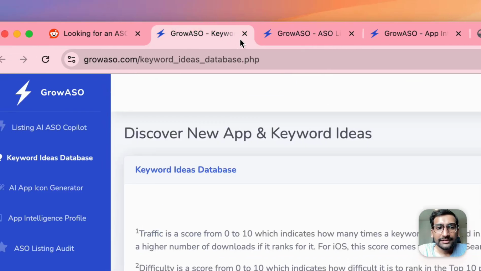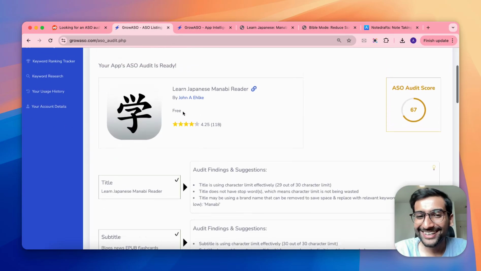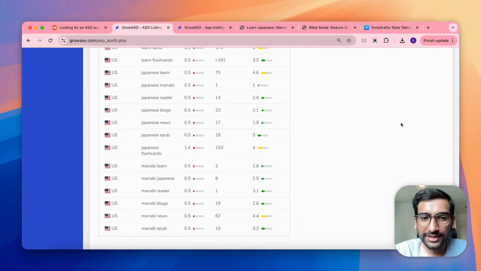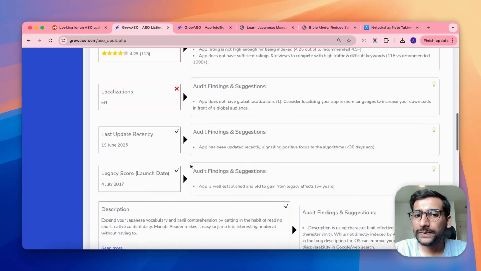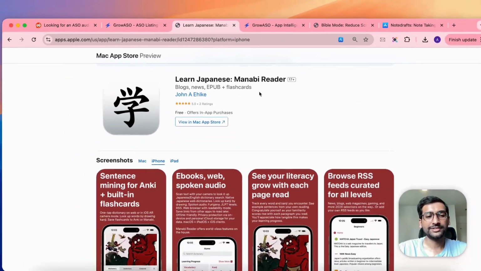Coming back to the Japanese app, so many tabs are open. Okay, the final order score came at 67 after all of the keywords were reviewed. And interestingly, it also ranks decently for some of these keywords, but again, the traffic is low. So if I go back to the listing, what are my suggestions?